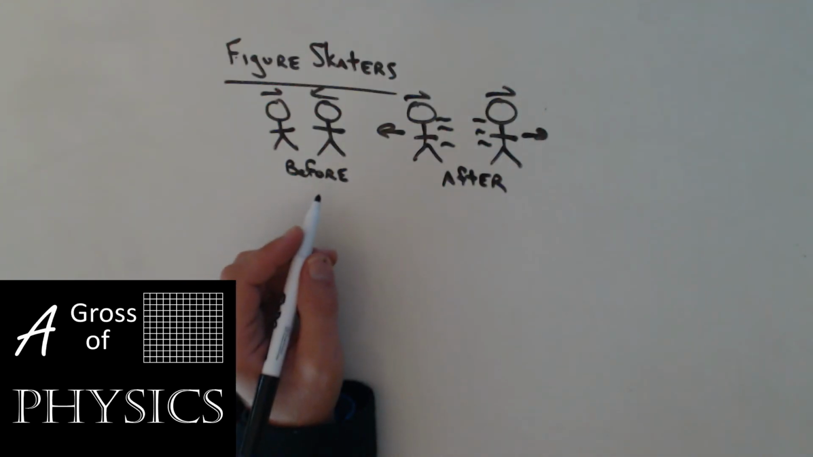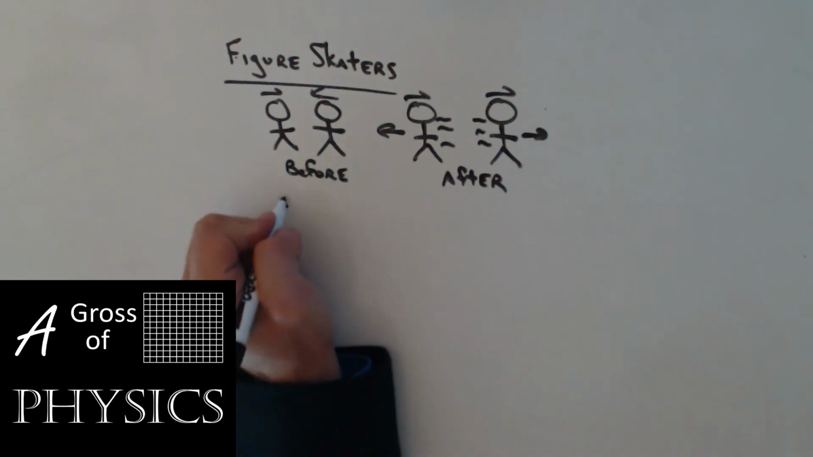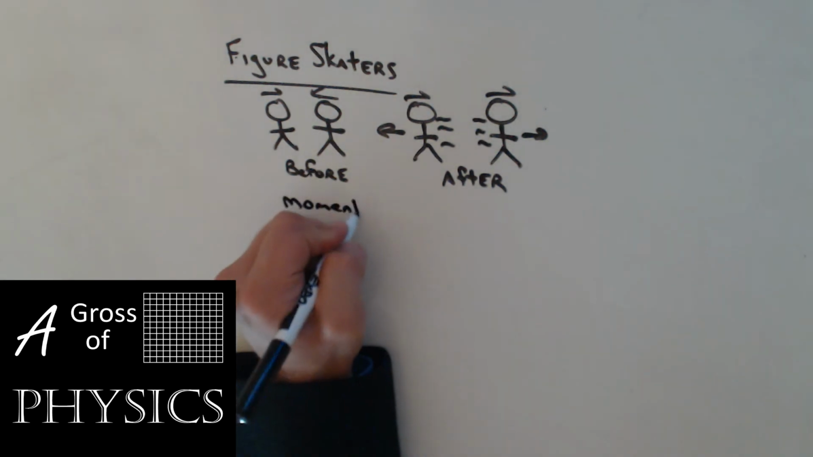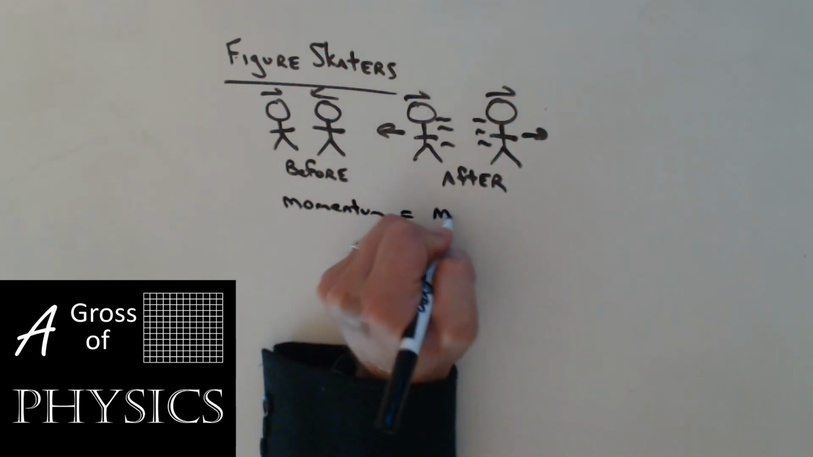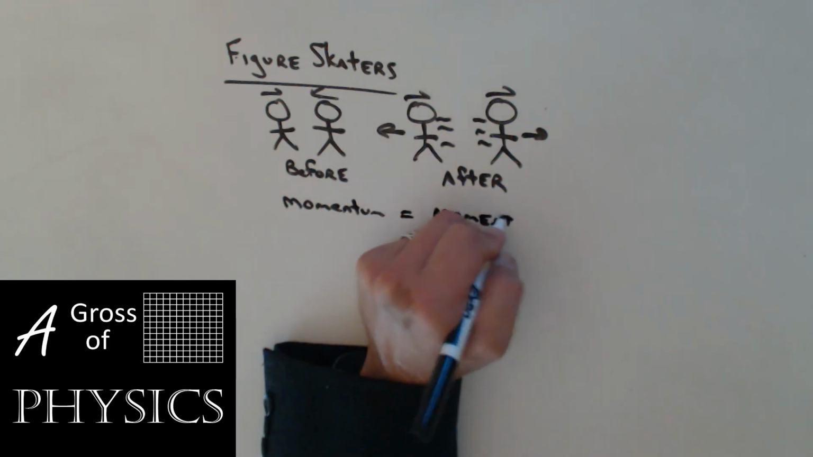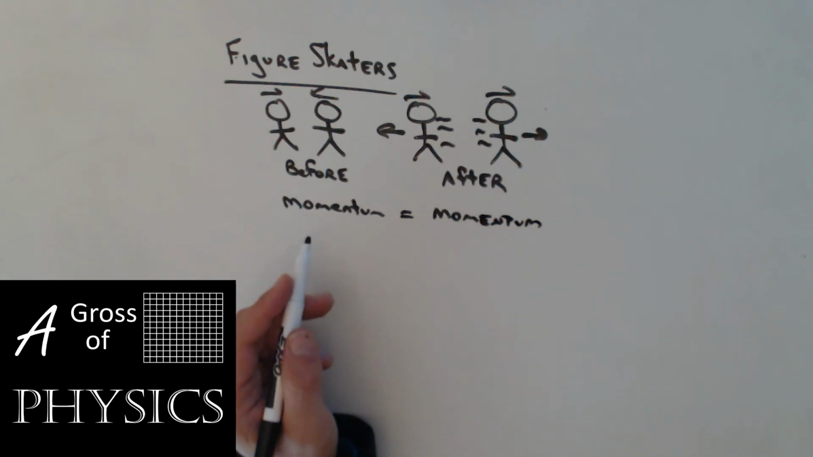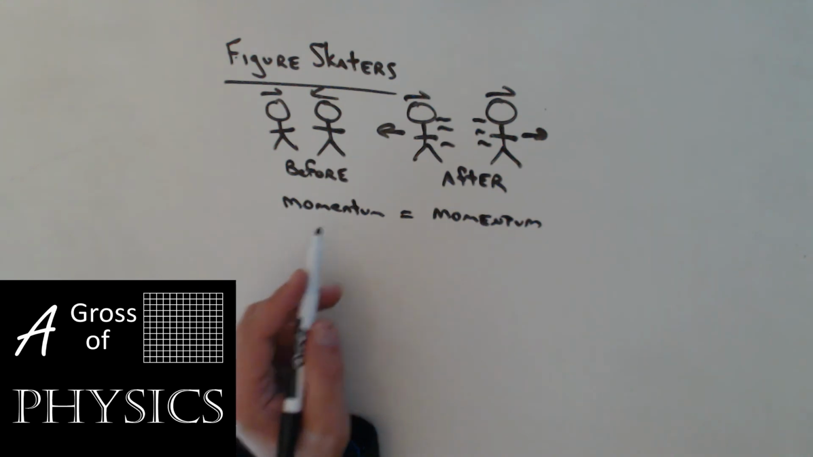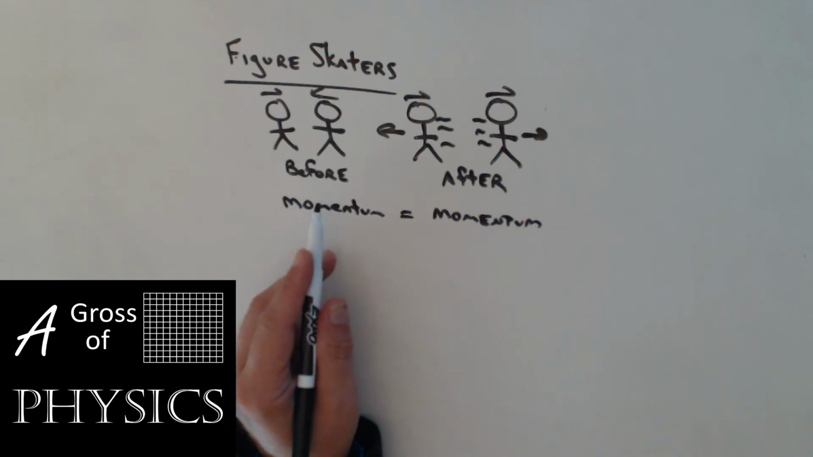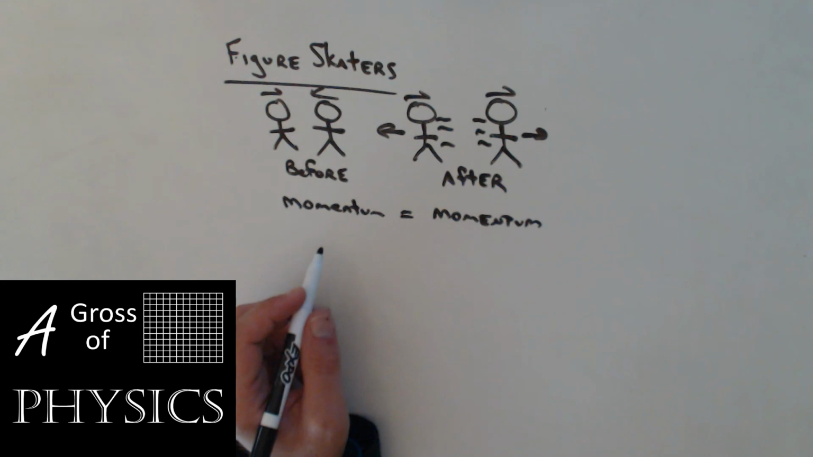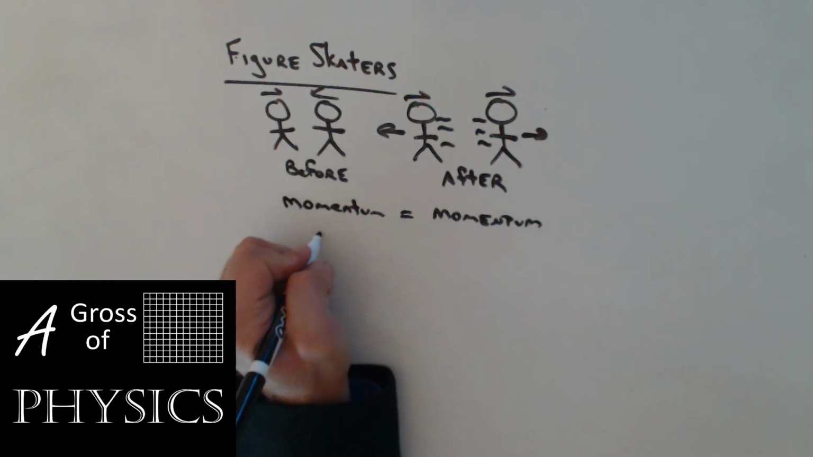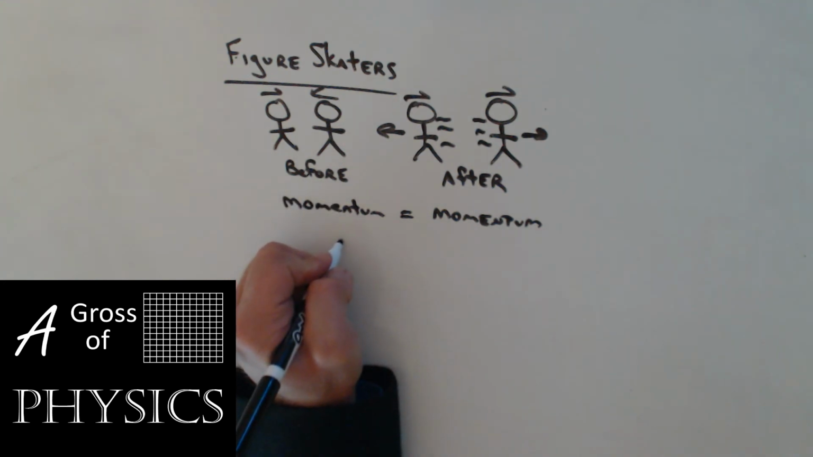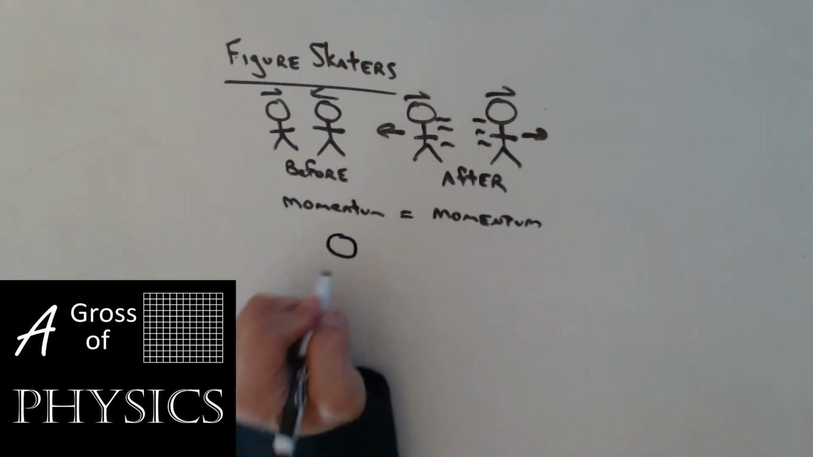This next problem involves conservation of momentum. And what's important to realize is that the momentum before has to equal the momentum after. So, if we have two figure skaters and they are pushing off one another, before they push, they have no motion at all. So the total momentum before they begin moving is zero.